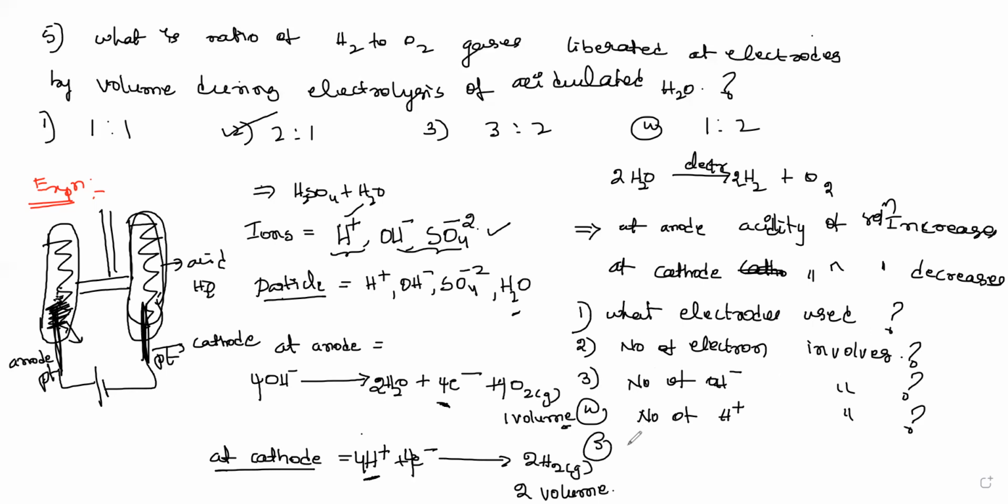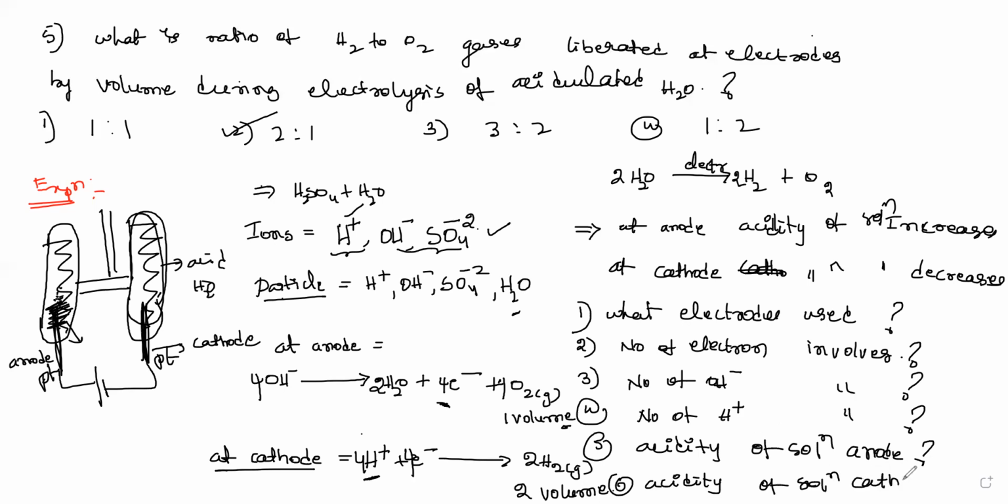And the next one, acidity of the solution at the anode. Decreases or increases? That is the question. Increases. And acidity of the solution at the cathode, increases or decreases? So like this, we can make questions based on this.